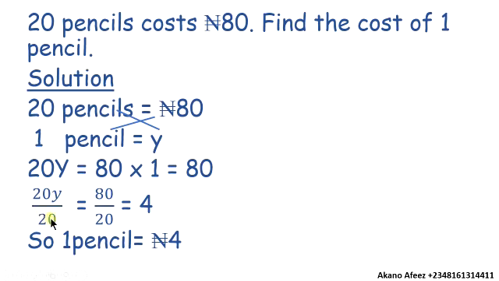20 divided by 20 gives us 1y. 80 divided by 20 gives us 4. And don't forget, y represents the amount of 1 pencil. So 1 pencil equals 4 naira.